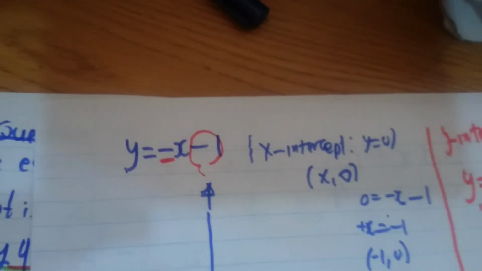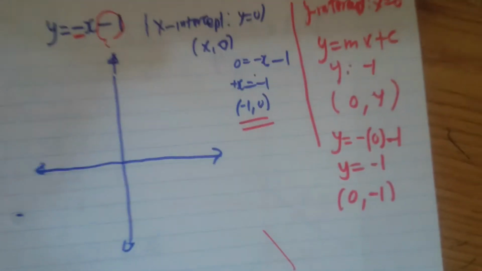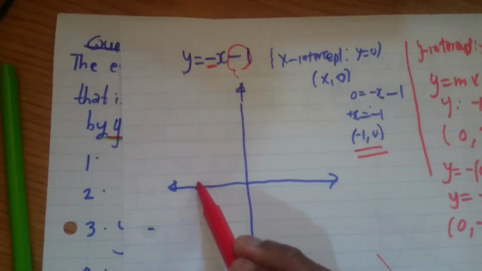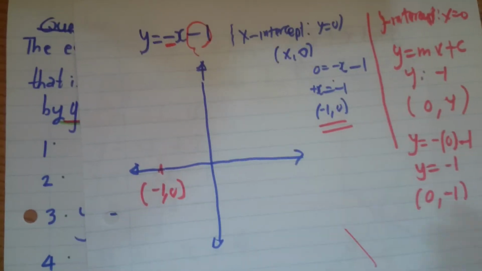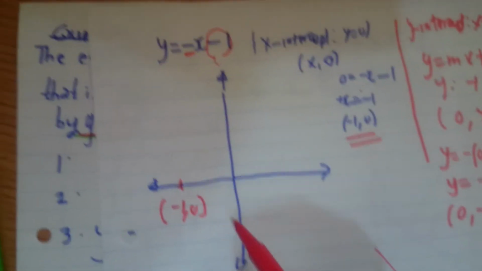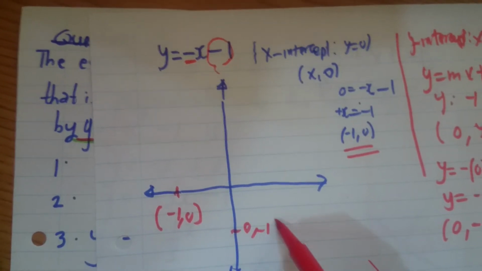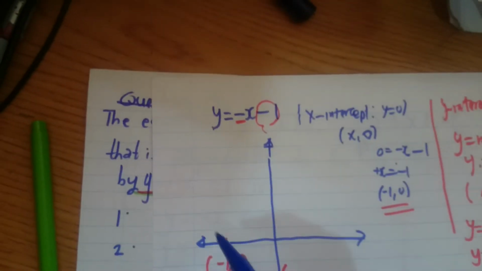So let's plug it in there. What is the x-intercept? (-1, 0). And the y-intercept is (0, -1). So you see, our graph is going to go this way.